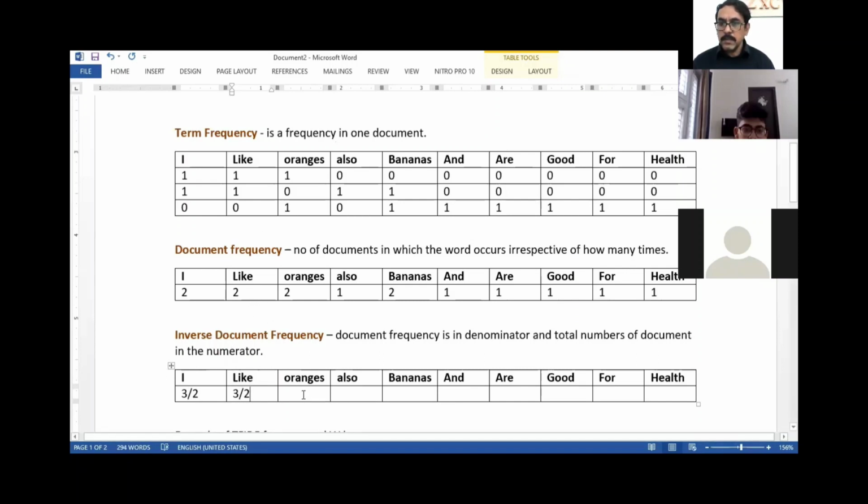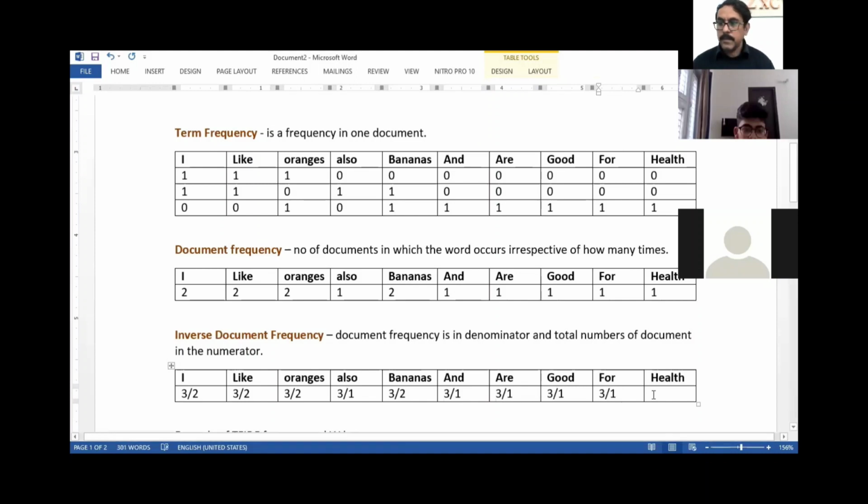Total documents are 3. 3 by 2. 3 by 1. 3 by 2. I hope it's clear. 3 by 1. 3 by 1. 3 by 1.